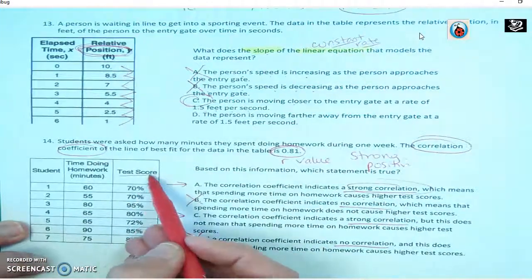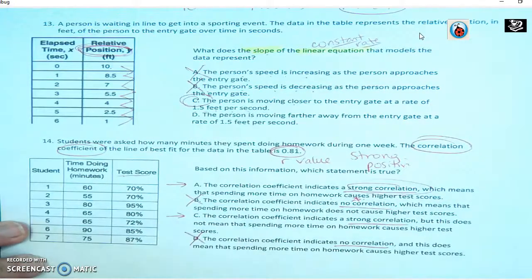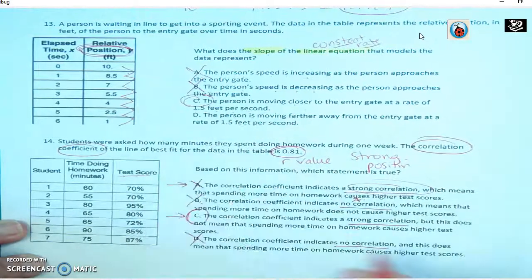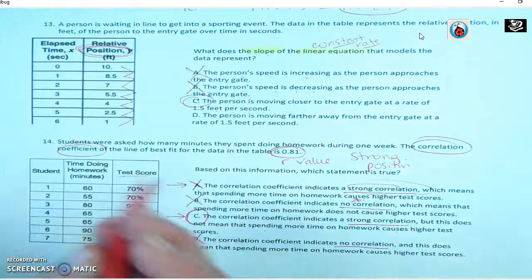You are more likely to have a higher test score, but it doesn't cause it. Some people get higher test scores just because they're smarter, even when they don't even do their homework. Okay, now that's not true in most cases. So the answer is C. It indicates a strong correlation, but this does not mean that spending more time on homework causes higher test scores. Okay, so it doesn't cause one another.